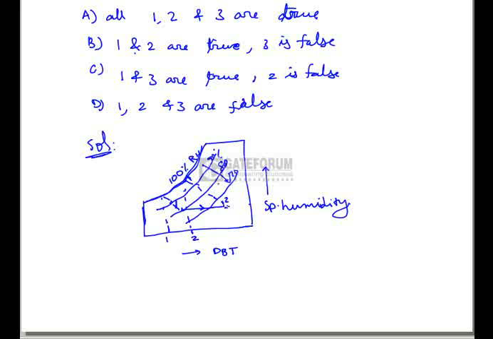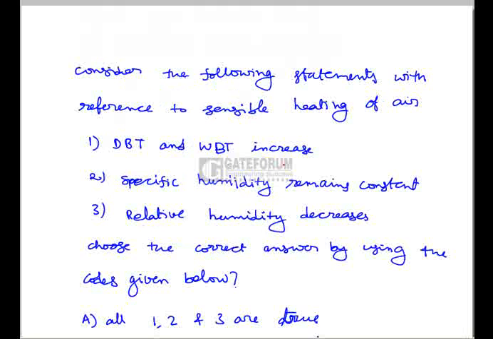So in the correct options here, the given statements are dry bulb temperature and wet bulb temperature increase. So this is right, and specific humidity remains constant. This is right, and relative humidity decreases. This is also right. So all 1, 2 and 3 are true, and in the options the correct option is A. A is the right answer.